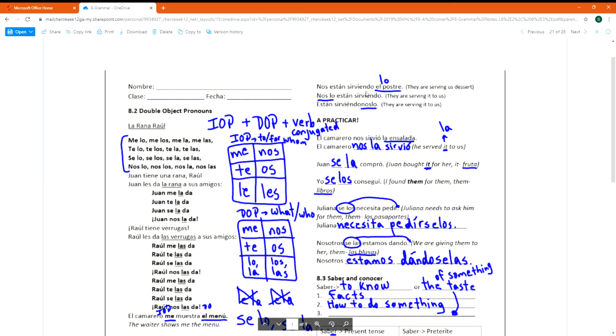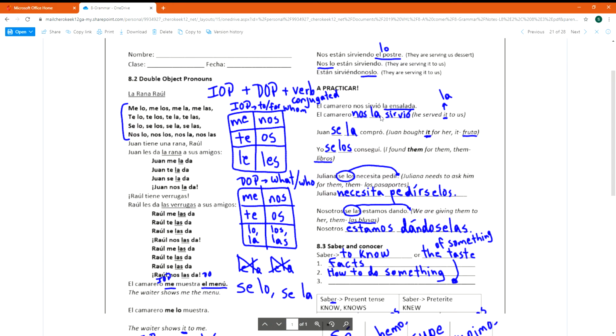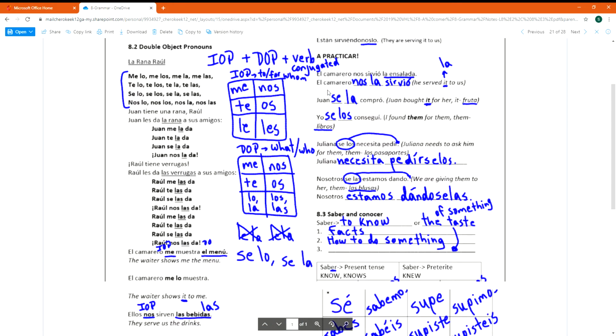Right, another example. "Nos están sirviendo el postre." First we'll start by getting rid of el postre. So we're using a pronoun. So that becomes "nos lo están sirviendo." So right here we have two verbs, right? So the first example, we put the double object pronoun before the conjugated verb, están. And then on the second example, we're going to attach it to the second verb. So, "están sirviéndonoslo."